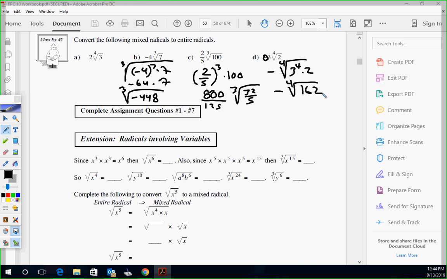Into an odd root you can, correct. That's why we did it on question B here, part B. Good. Okay, anything else?